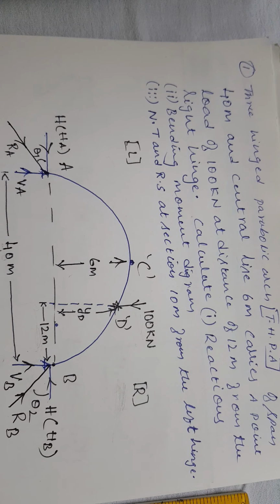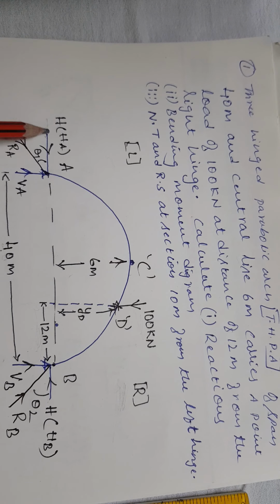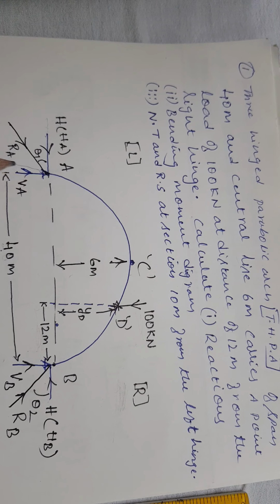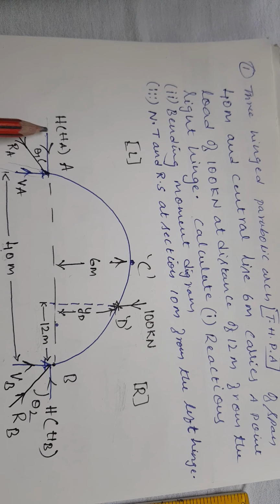So there are three hinges, one at A, one at B, and another one at C. If it is a hinge, you have two reactions, one horizontal and another vertical. So here I am considering horizontal as H, or if you want, you can consider it as HA. Why I considered H, you will come to know later. So HA and VA, here HB and VB. Our basic step is to find these reactions.